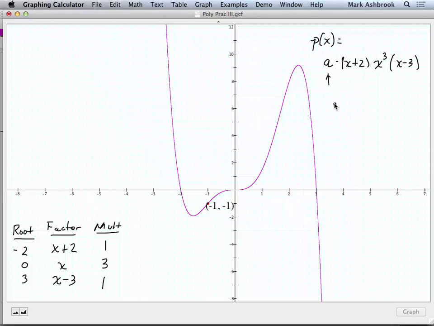You're going to set that equal to 1, and then set what equal to 1? A times x plus 2. Oh, the whole thing? Yeah, set the whole thing equal to -1. -1 when x is what? Negative 1.